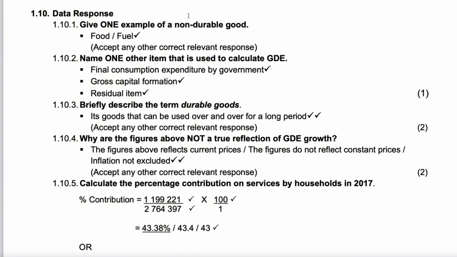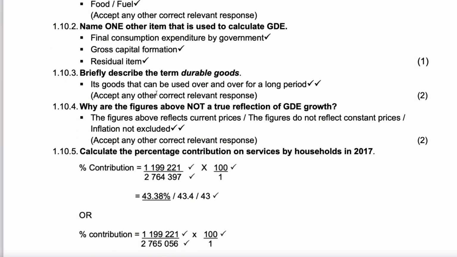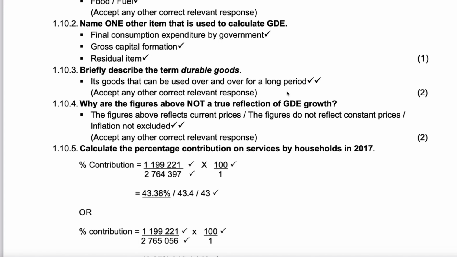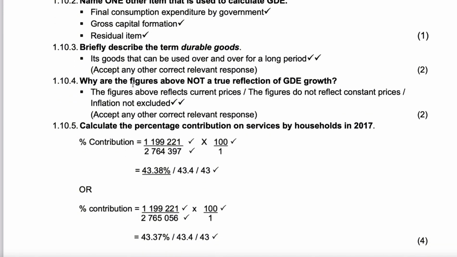So food is an example of non-durable goods. And then what's missing, or any other item that contributes to GDE, that's G, that's I, and then the residual item, like I said. Then the term durable goods, it's goods that can be used over and over for a long period of time.